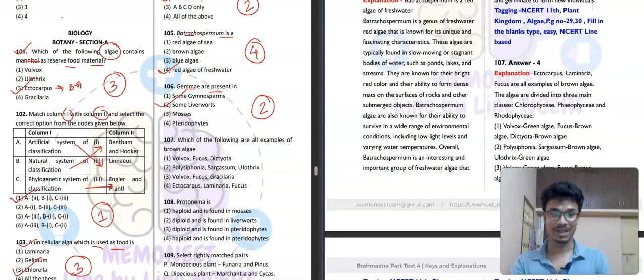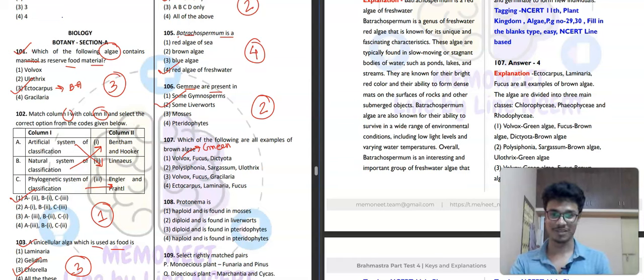Sorry, Volvox is basically a green algae. I'm sorry, Volvox is a green algae. If you solve all the questions of this BPT, I mean the part A which consists of plant kingdom, you will get each and every question. You can solve every type of question from plant kingdom if you solve this BPT.